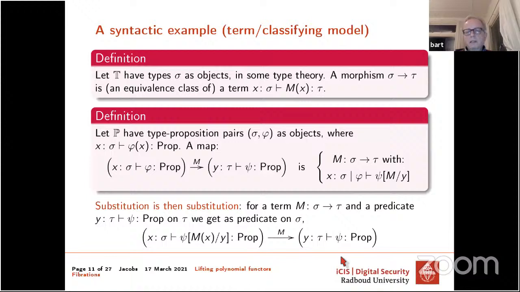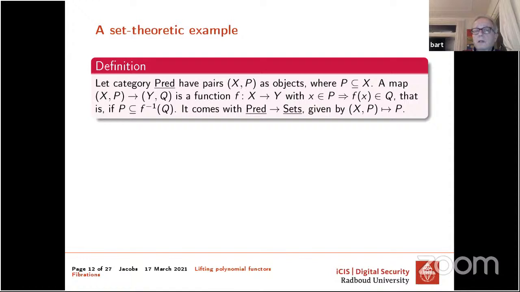So in this way, you can see that you can pull back a predicate by substitution. And this is the abstract idea that you try to capture in a fibration. Let's see one more example, a very, very simple one, a set theoretic example.